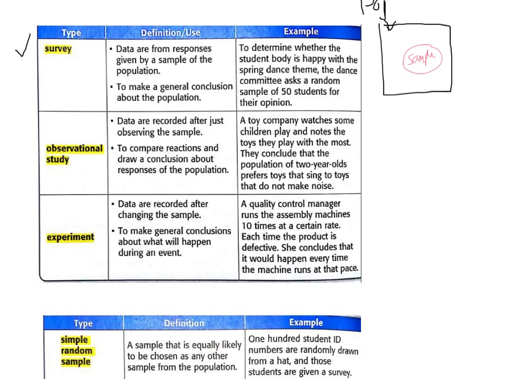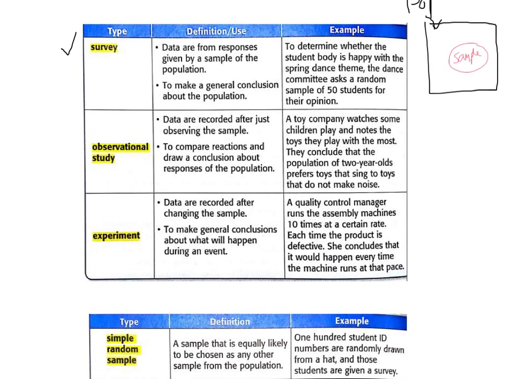Another one is an observational study. That's where you observe the people reacting to things. You're not giving them anything, you're just watching. You're not asking them to fill out anything, you're just watching to see how they react to something. Very common with respect to products and how people react to something that they're offered, either food or technology or something like that.